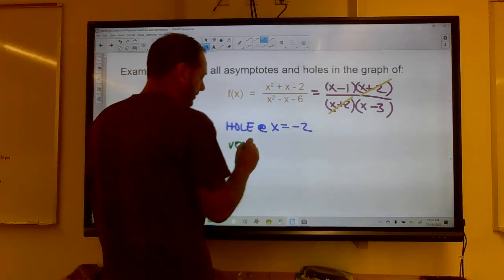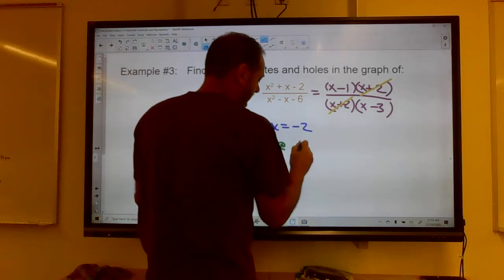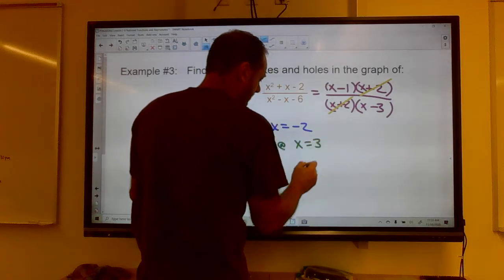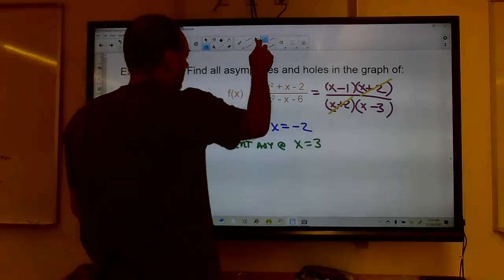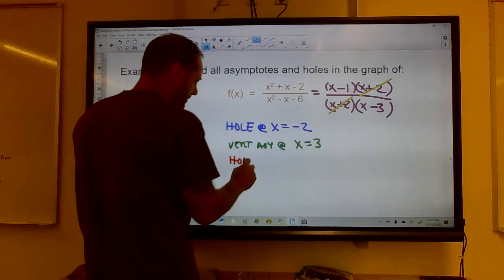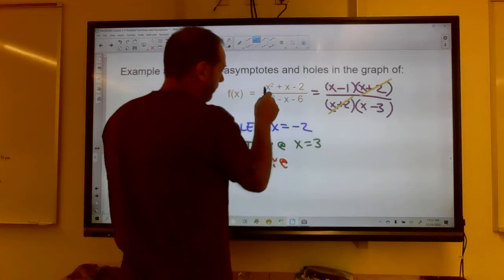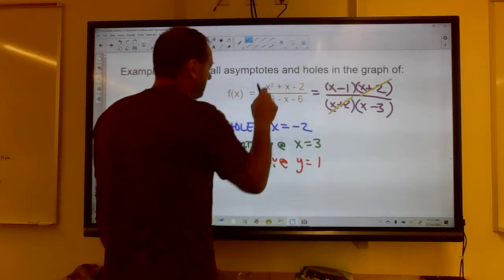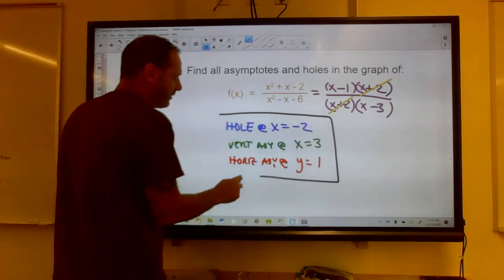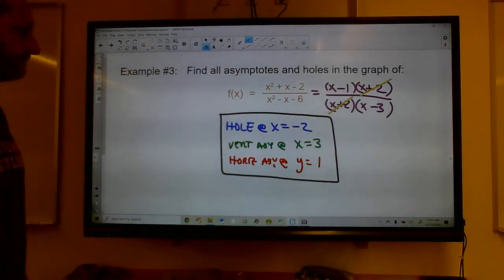Now, this has a vertical asymptote at x equals 3. It's going to have a horizontal asymptote at 1 divided by 1, so the y is going to be 1. So you got one hole, one vertical asymptote, one horizontal asymptote.